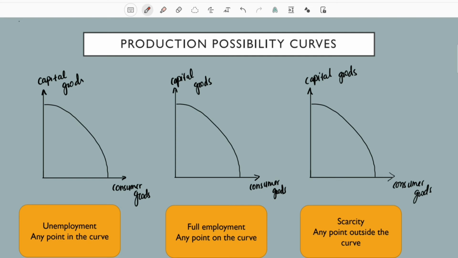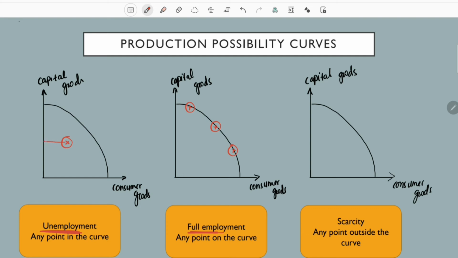So in case you want to show the concept of full employment of the resources, the full employment of resources can be shown by any point on the curve. Any point that you get on the curve shows fully using the resources in that particular economy. But if you find the point inside the curve, it means that you're not fully or efficiently using the resources. So we call it unemployment.